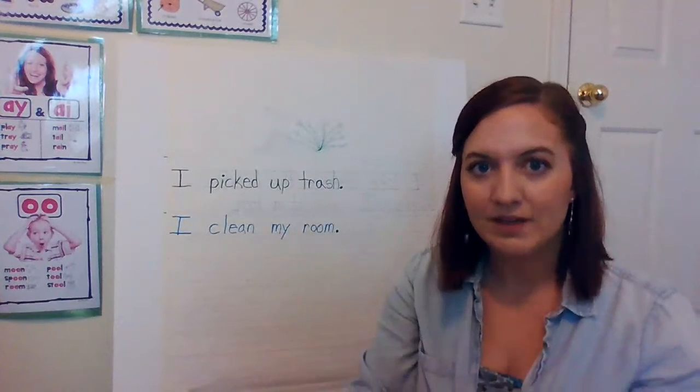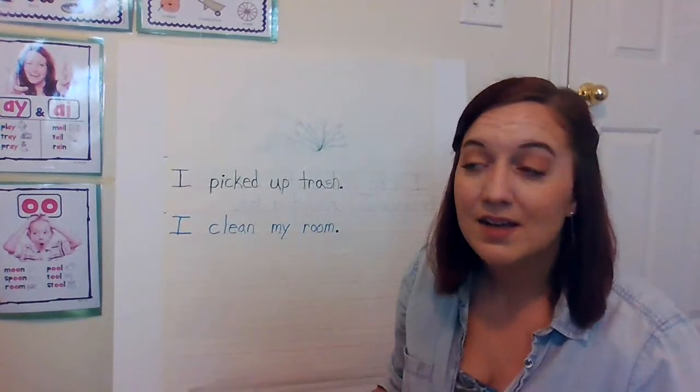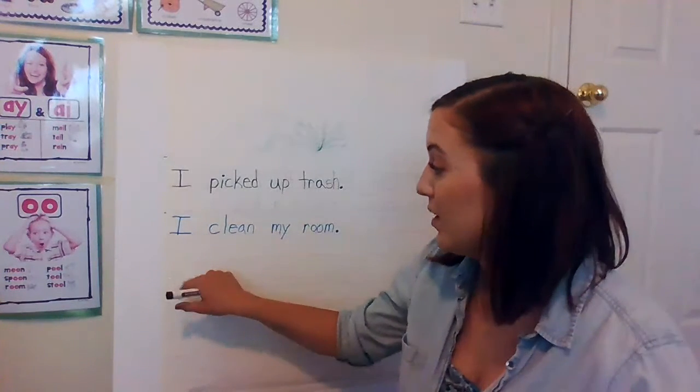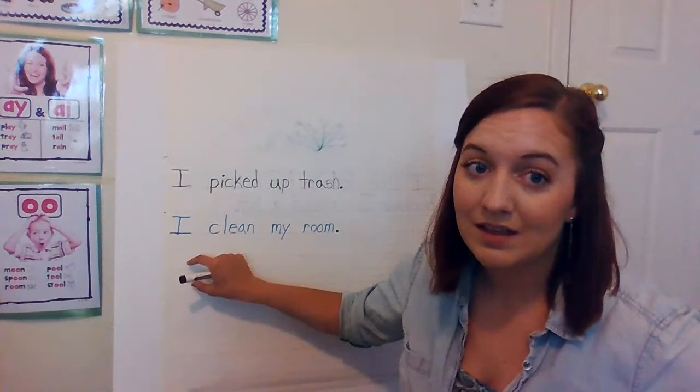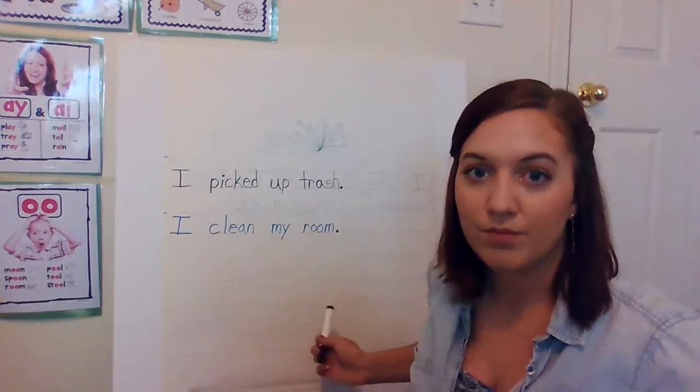That is your opinion. You don't have to like beetles. You can say, I do not like beetles, and you can give me a different reason. Parents, you can help your kiddos with the first part. I like beetles because, I do not like beetles because, and then make sure that they write the next part.